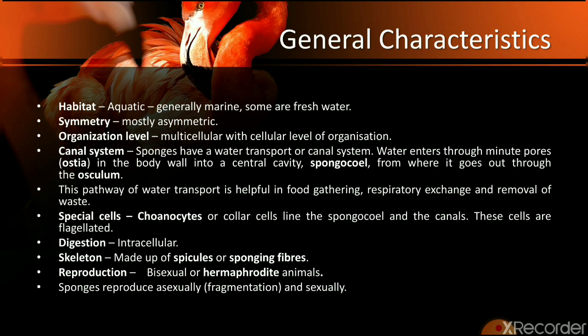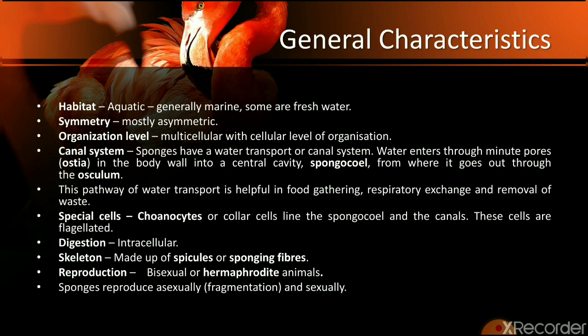The members of this phylum are usually asymmetrical in nature. They have a multicellular or aggregate body plan. A specific characteristic feature of the phylum Porifera is the presence of a canal system. Water enters through minute pores called ostia in the body into a central cavity called spongocoel, from where it goes out through a common opening, the osculum.